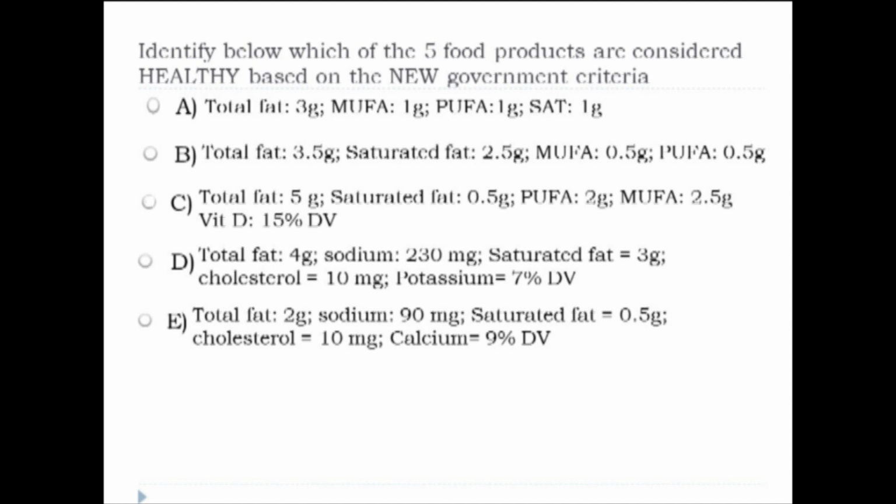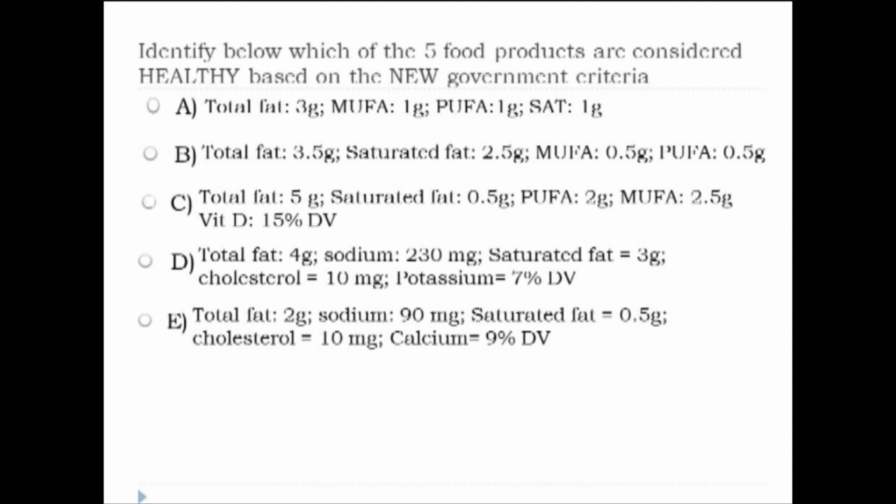When we look at the micronutrient, vitamin D, we see that it's at 15% of the DV, so it is at least 10%. So it could be either one or the other, but in this case we have both. When we look at total fat at 4 grams, it's a little less. They have sodium that's focused on.